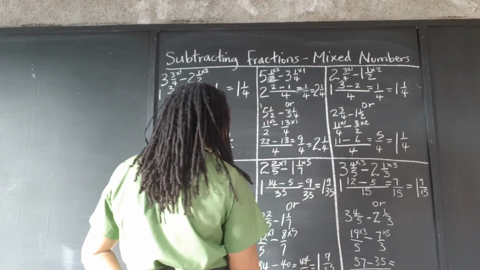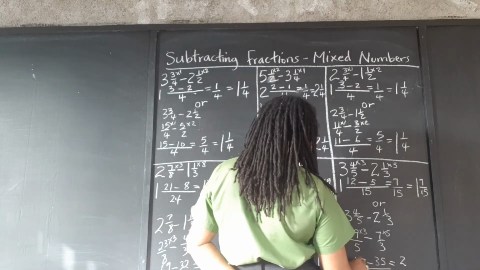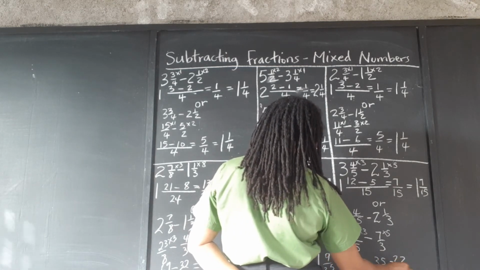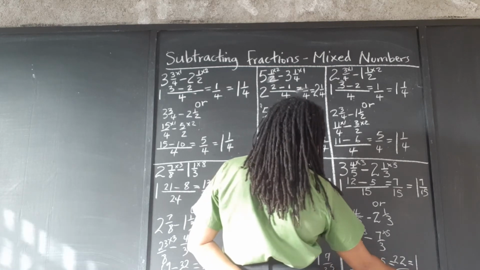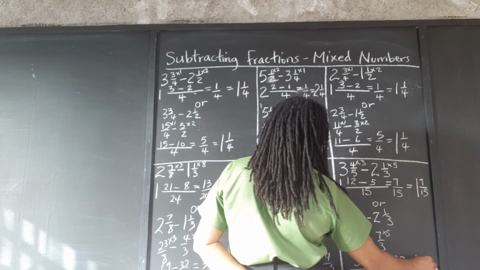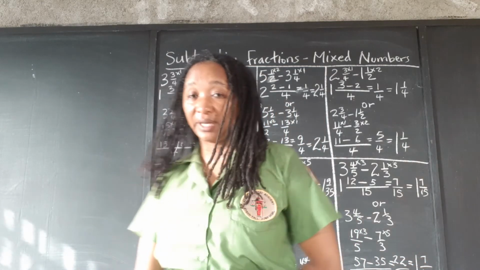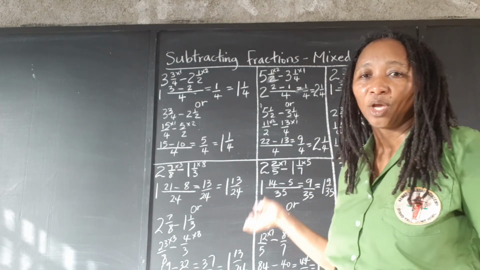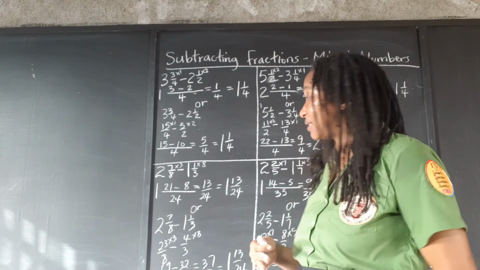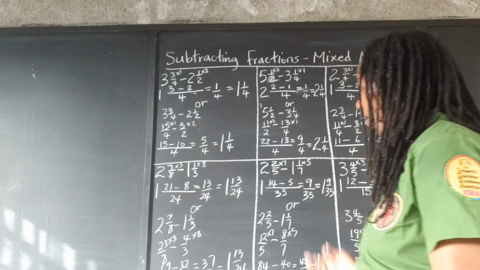So when we subtract, we get 7 take away 5 is 2, and 5 take away 3 is 2 over 15. 15 goes into 22 one time, remainder 7 over 15. Alright, so we have proven that we can use both methods and get the same answer, right? Whichever method we use, we get the same answer.